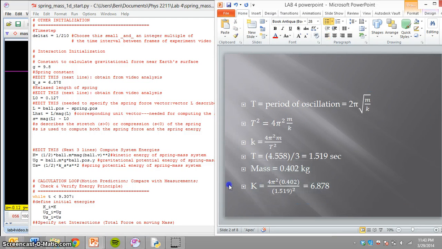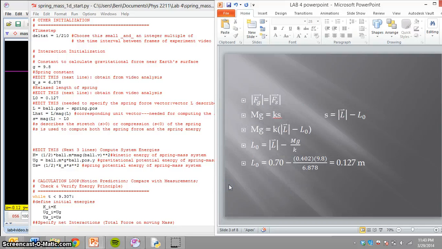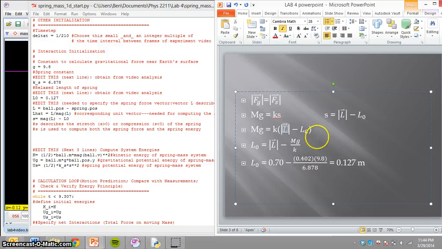L0. Okay, so we know that the force of gravity will equal the force of the spring at rest. So mg equals ks. We know mg, we know k. Now we have to find s. We know that the length of the spring is 0.7 meters, so we just have to find the length at rest. So we change this formula, plug in the numbers, and get 0.27 meters. So put that in right there.